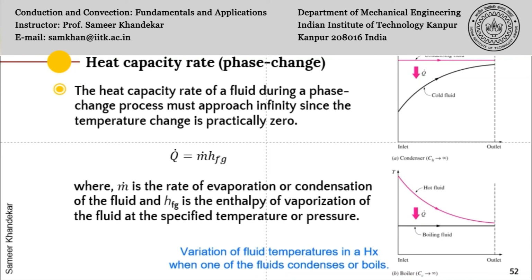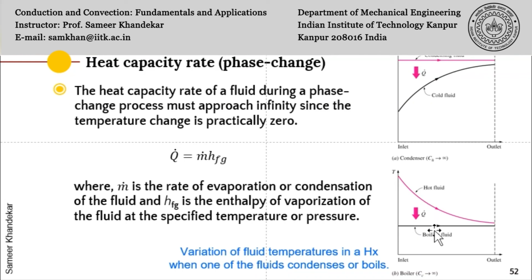Now, as you will recall, we have discussed so far only those heat exchangers where sensible heat transfer takes place in both the fluids. But as we have also noted in the earlier lectures, some heat exchangers can have boiling and condensation also, and the heat capacity rate of a fluid during a phase change process must approach infinity since the temperature change is practically zero. So you can see here a condensing fluid, the delta T is practically zero, and therefore the heat capacity rate approaches infinity theoretically.